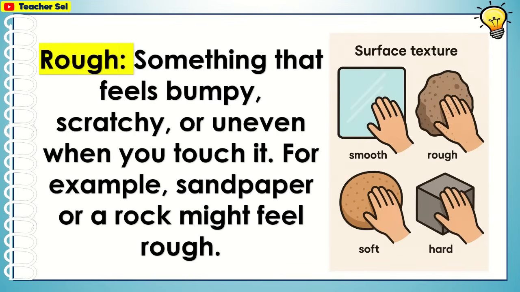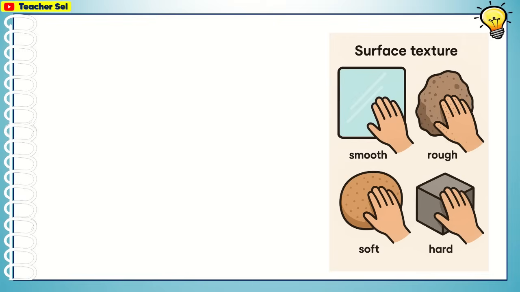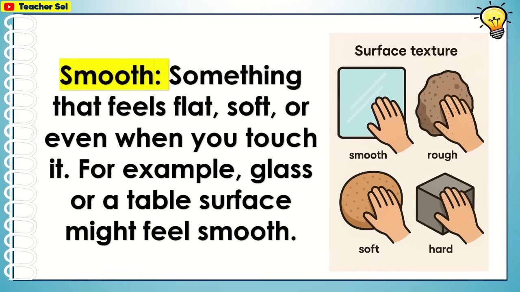Rough, something that feels bumpy, scratchy, or uneven when you touch it. For example, sandpaper or a rock might feel rough. Smooth, something that feels flat, soft, or even when you touch it. For example, glass or a table surface might feel smooth.